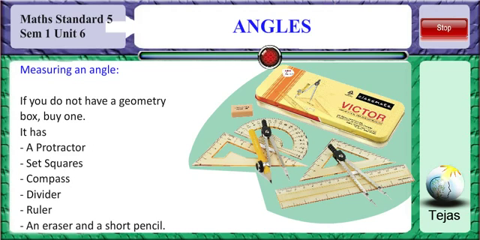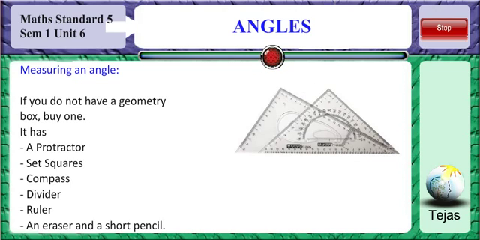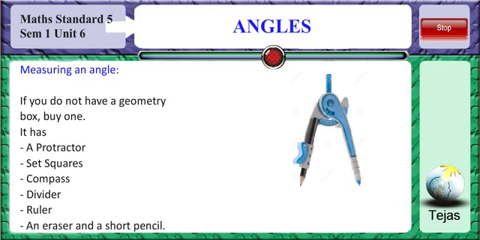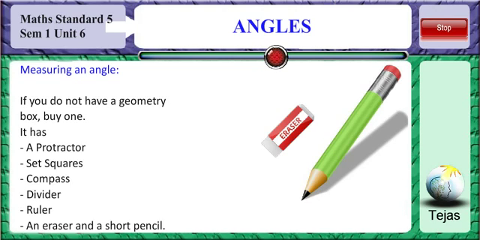If you do not have a geometry box, buy one. It has a protractor, set squares, compass, divider and ruler. It also has an eraser and a short pencil.